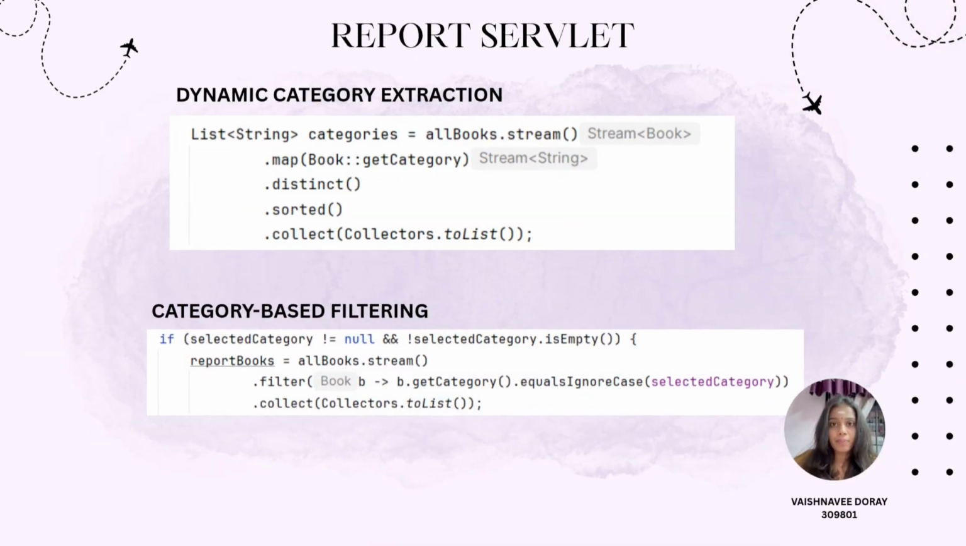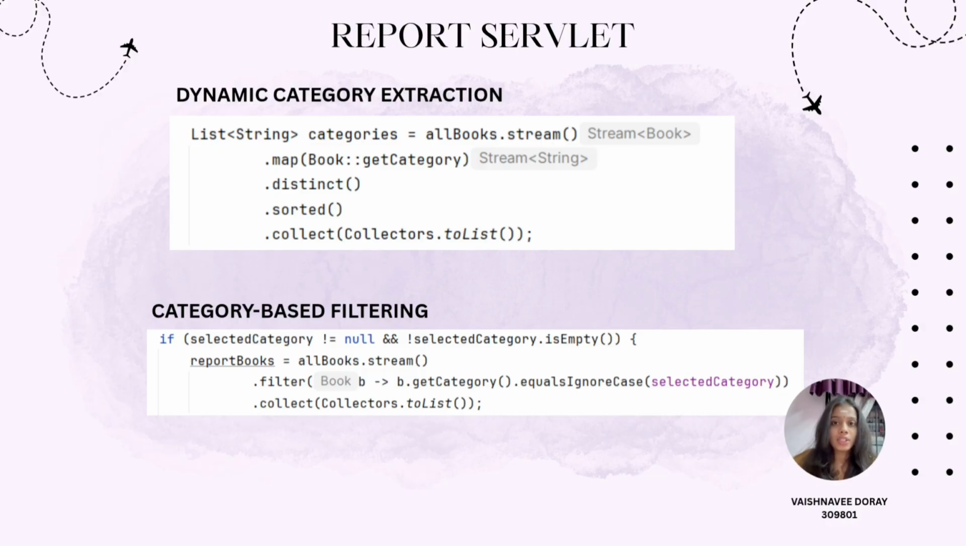title. Now, moving to the report servlet, which handles our data analysis. First, we have dynamic category extraction. I used a stream to map all books to their categories, used .distinct to remove duplicates and .sorted to arrange them. This automatically builds a drop-down menu for the user based on the books currently in stock.